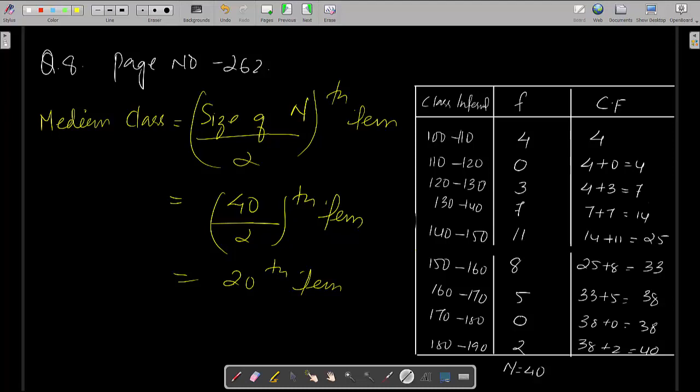So let us just make a line here. Now let's check which one is our F, which one is our CF, similarly our I value and L1 value. This is our F value. This is our CF value. This is our L1. And the I value is 10, that is 150 minus 140. So let's write it down on a clear page.